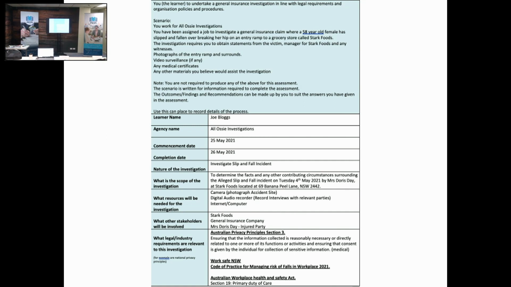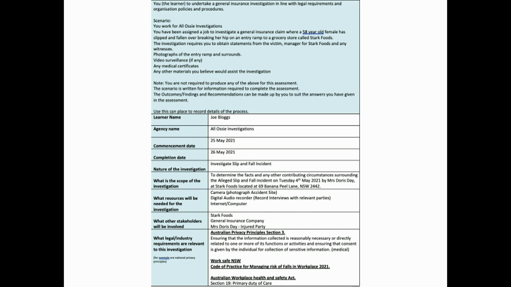I'll work through them quickly, but also for everyone, just keep in mind that you will be getting these through to you. I'll make sure that these copies come through to you as well. They'll probably be emailed out to you or something. So you will get them, but we're just going to work through. You've got your learner name, your agency, who you're working for, your commencement date, completion date, nature of the investigation, so this is a slip and fall.